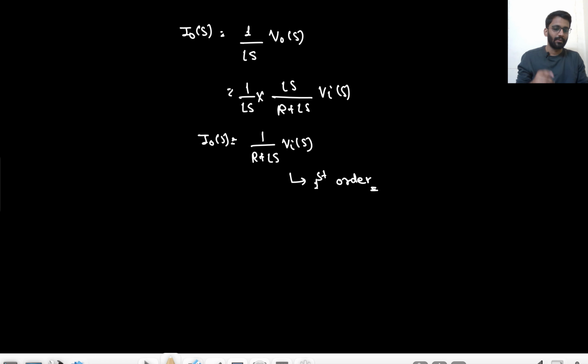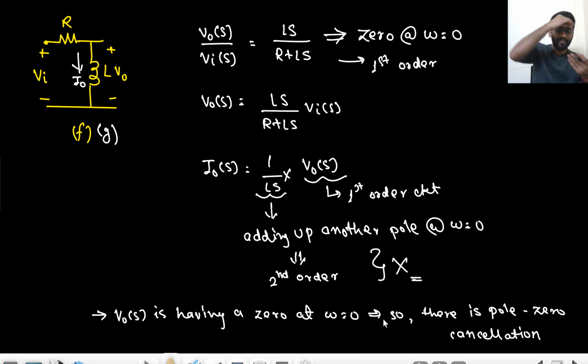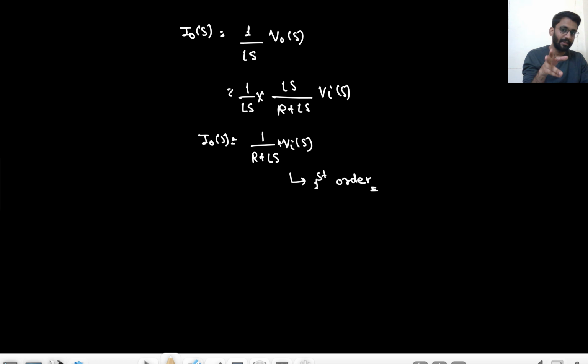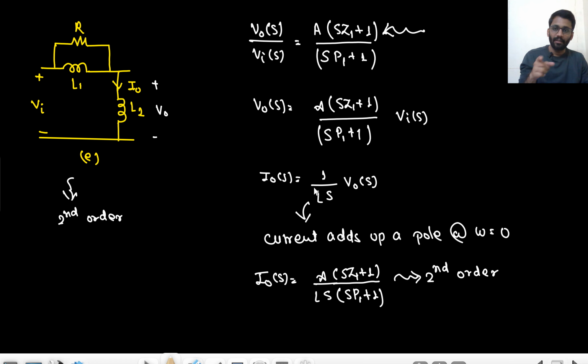Okay. So that's why I took this example. Like this is a very easy example. You will think why am I taking this example? Because everyone knows that for voltage and for current, the circuit is first order. But the reason is that there is a pole zero cancellation. Here for voltage it was first order, but for current it was second order. Are you getting my point? For current it was second order.